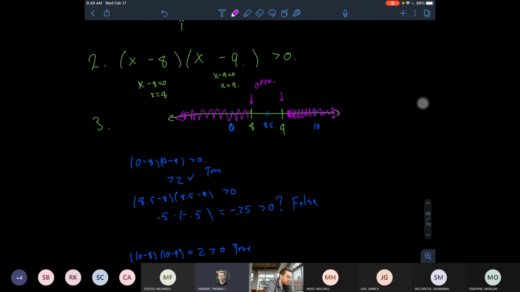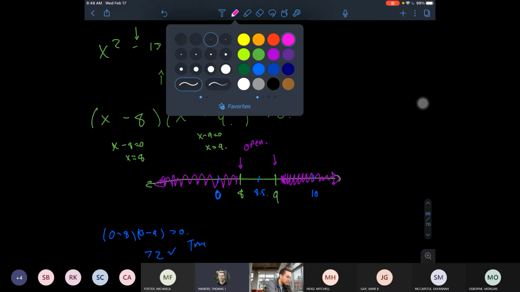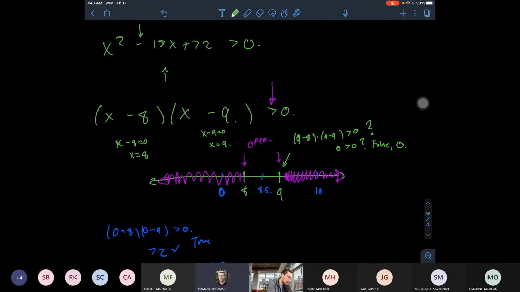When we want to decide whether we should have an open or a closed dot on 8 and 9, on our zeros, we need to check this sign right here. Our sign is missing the critical or equal to part. If we had that piece there, then we would have a closed dot. But we've just got a strictly larger than 0. You can test this by plugging 9 in: 9 minus 8 times 9 minus 9 is larger than 0. That gives us 0 is larger than 0, and 0 is not larger than 0.